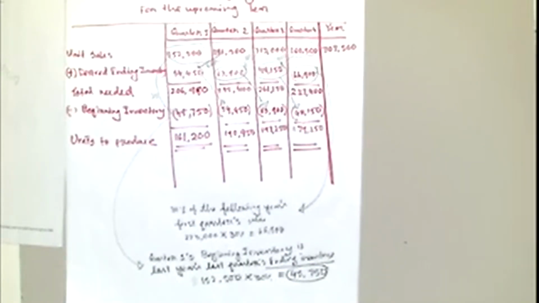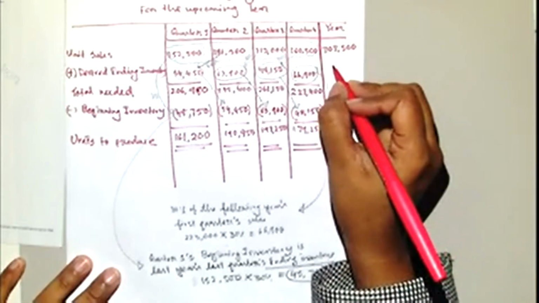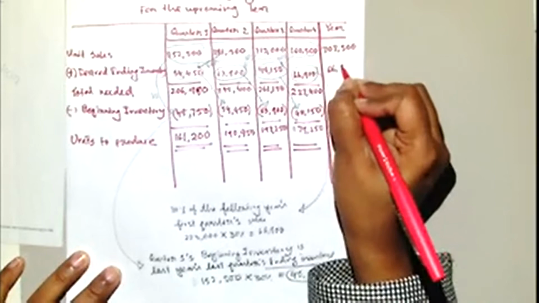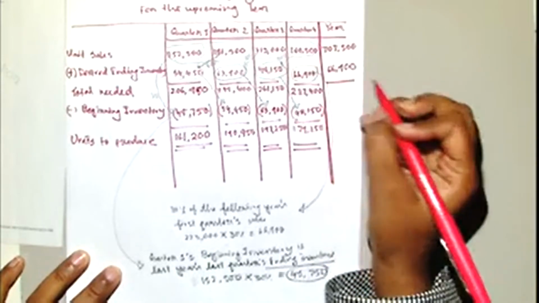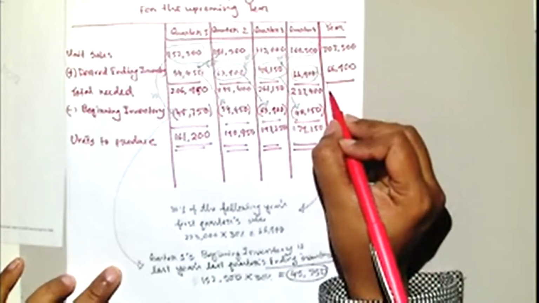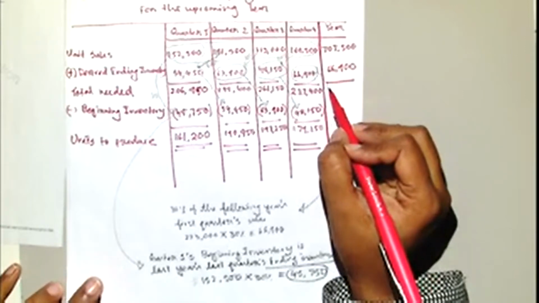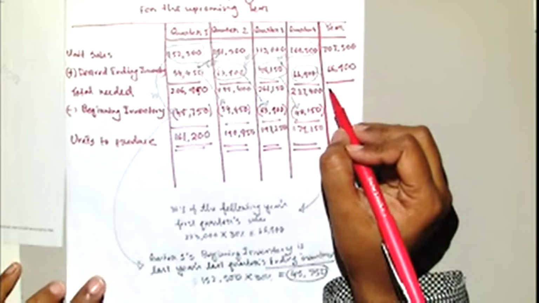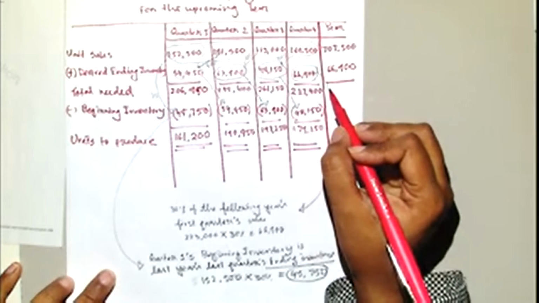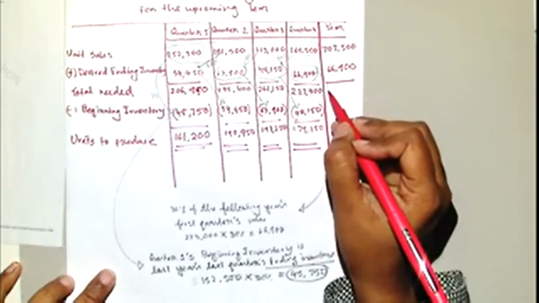So now, who can help me again? What is your ending inventory for the year? Ending inventory is the last quarter's, which is 66,900. Good. Now add these two. How much you get here? Add these two. Yeah, someone please help me. Add these two. Yeah, Anthony, add these two.